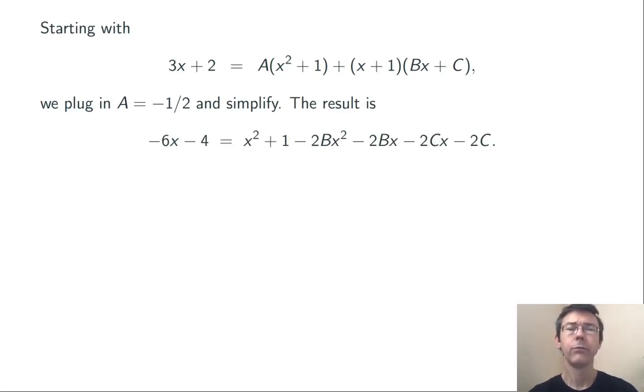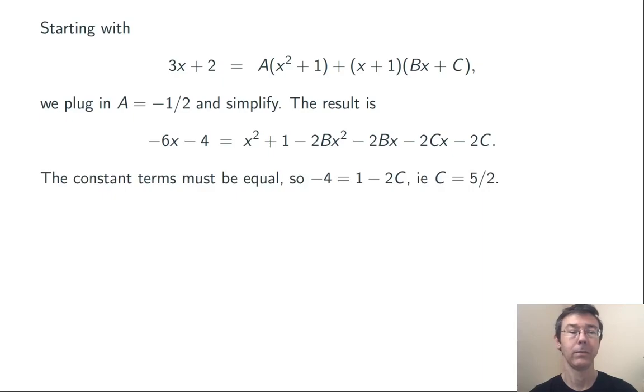While we're at it, let's FOIL out x plus 1 times bx plus c. Here's the polynomial equation that we get. Now, in order for this to be true, the coefficients of x squared have to be the same on both sides, the coefficients of x have to be the same on both sides, and the constant terms have to be the same on both sides.